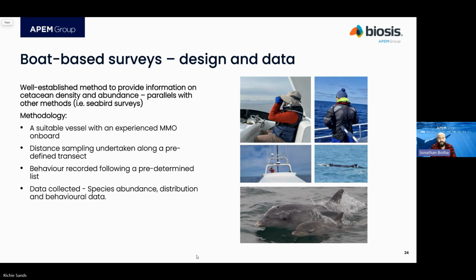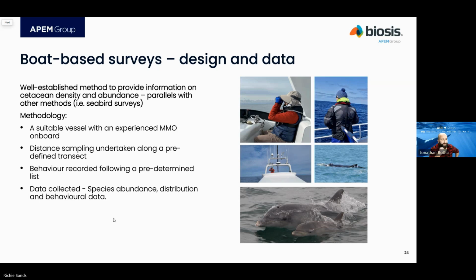Our approach to boat-based marine mammal surveys follows a fairly standard protocol where we use up to 2 observers that are put onto a suitable vessel with a good viewing platform, and they then undertake distance sampling along a predefined transit. This allows for density and abundance estimation, and in addition to that, species behavior is also recorded, and this is done according to a predefined ethogram or list of behaviors. So essentially, what you're collecting is some of the core information on distribution and abundance for marine mammals within your given study area.